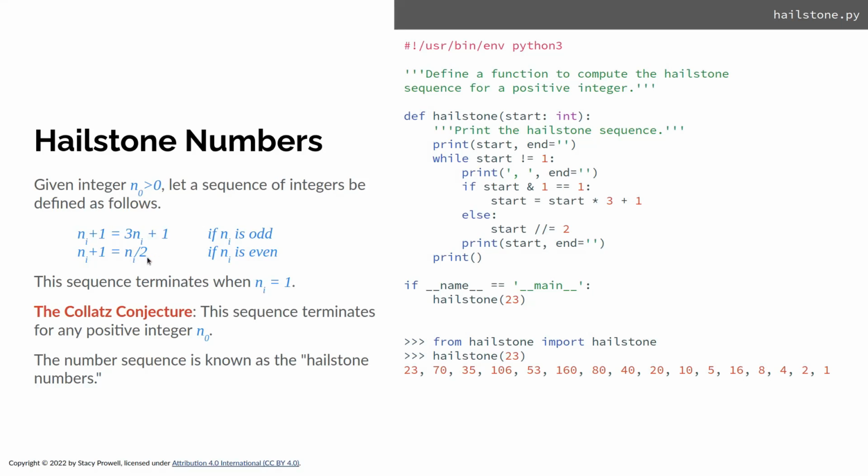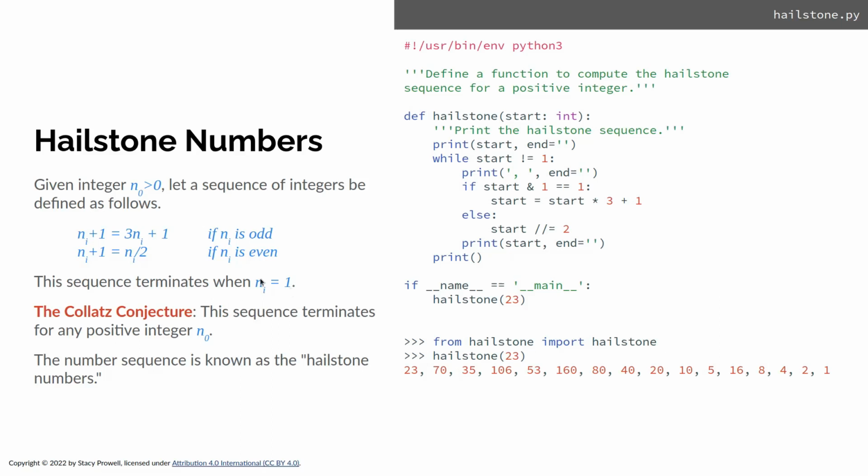So if we got 22, the next time around we'd get 11, which would be odd. We'd multiply it by 3 to get 33 and add 1 to get 34. We divide it by 2 and get 17. And so on, around and around and around until we hit 1 and we terminate, right? Because at 1, nothing new interesting happens, right?